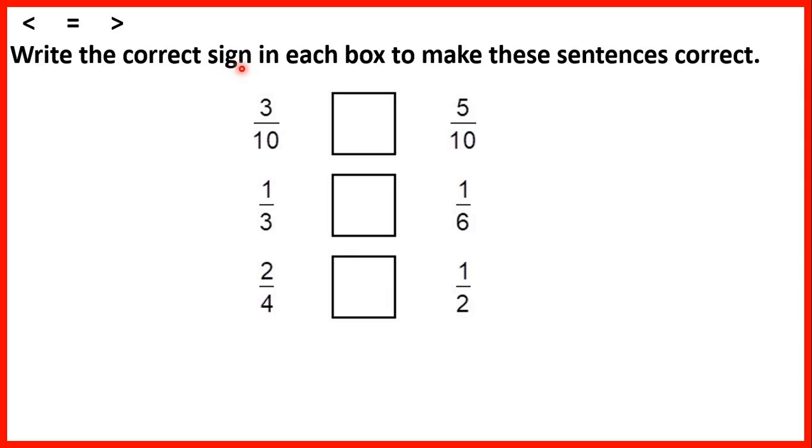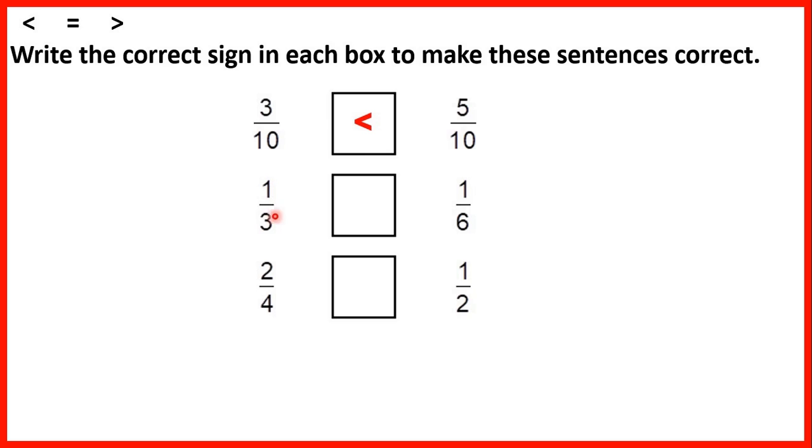Write the correct sign in each box to make these sentences correct. First, we need to compare 3/10 and 5/10. 3/10 is less than 5/10, so we need a symbol for less than.